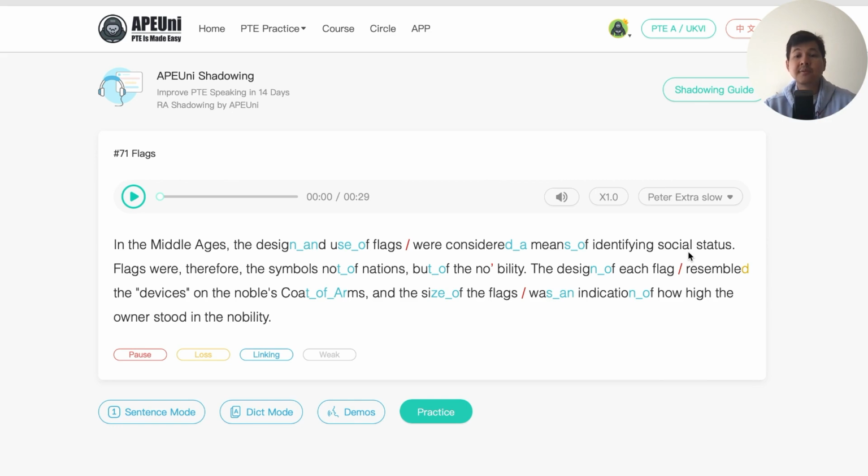The design of each flag. We have to link the design of each flag. Resemble the devices on the noble's coat of arms. This is two linkings. Coat of, and the size of the flags, and then pause. Was an indication of how high the owner stood in the nobility.